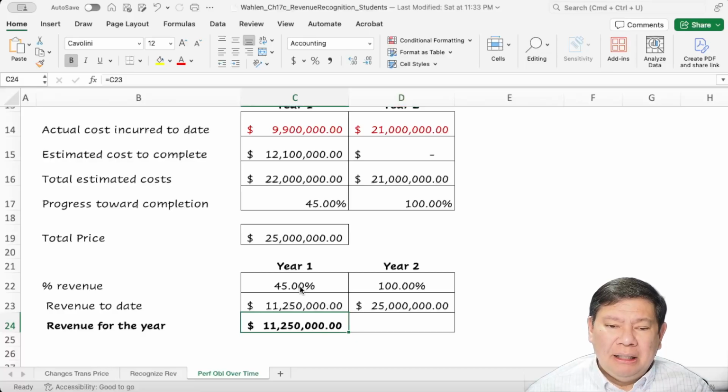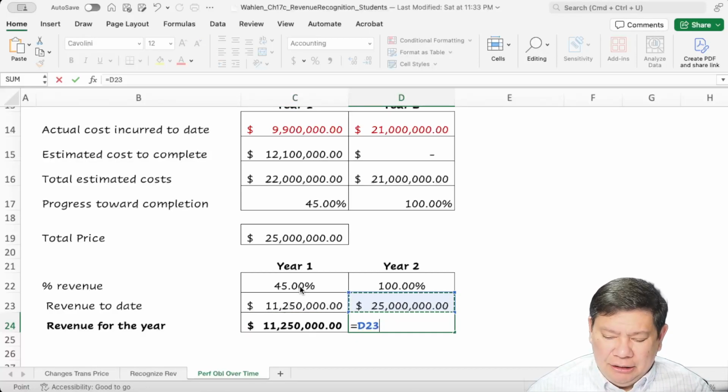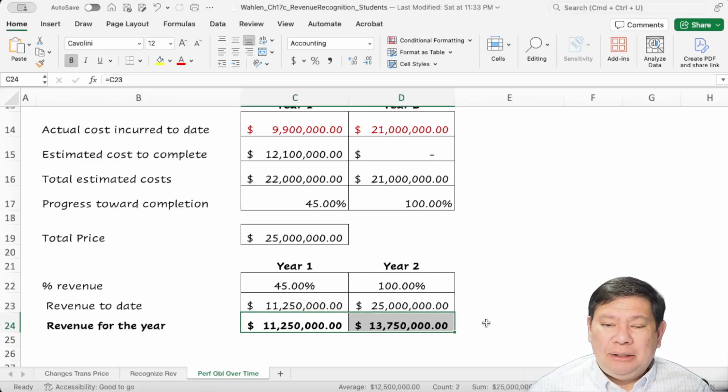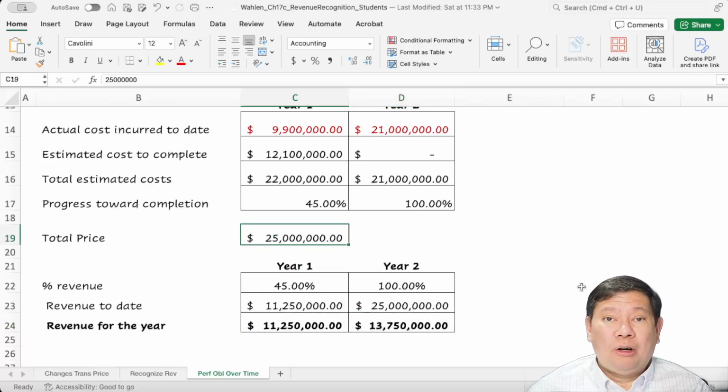But because $11,250,000 has been recognized in year one, in year two you recognize $13,750,000. In total, this will be $25 million, which is the total contract.